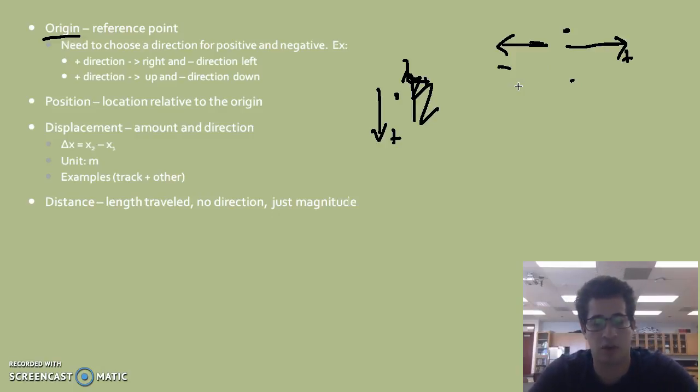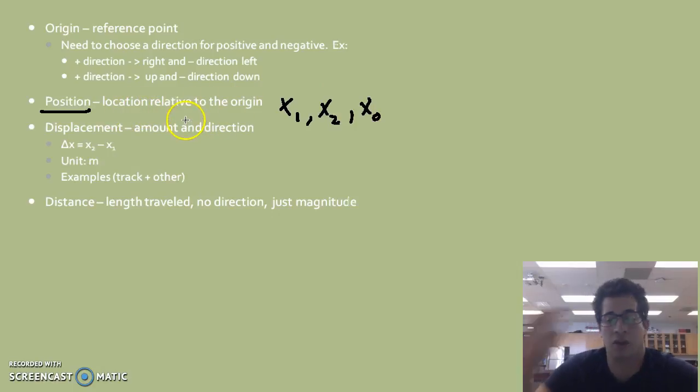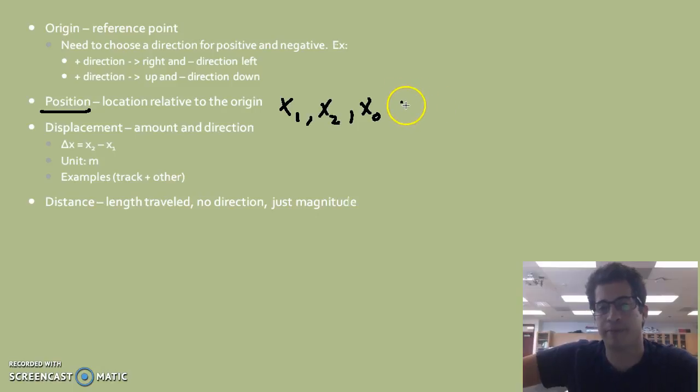All right, so now that we've got origin out of the way, let's talk about position. The next word I'm going to talk about is position. We'll denote position with an X. We'll call it X1 or X2, or you could call it X0 or Y or something. A position is a location relative to the origin, and position is a vector. So what does that mean about position if it's a vector? Well, if you remember, that means that it has direction and it has magnitude, or how much, and that means it's expressed with an arrow.